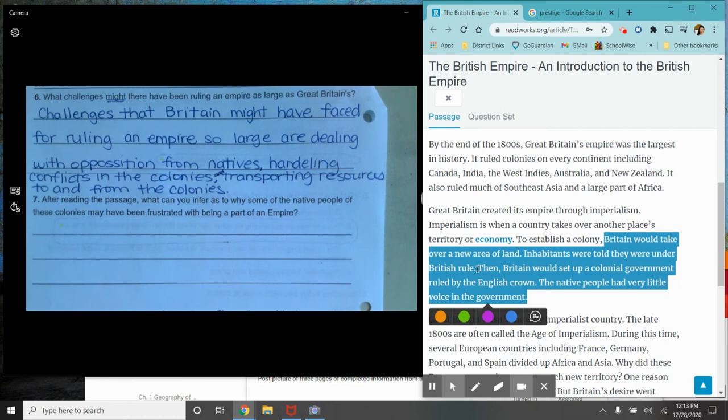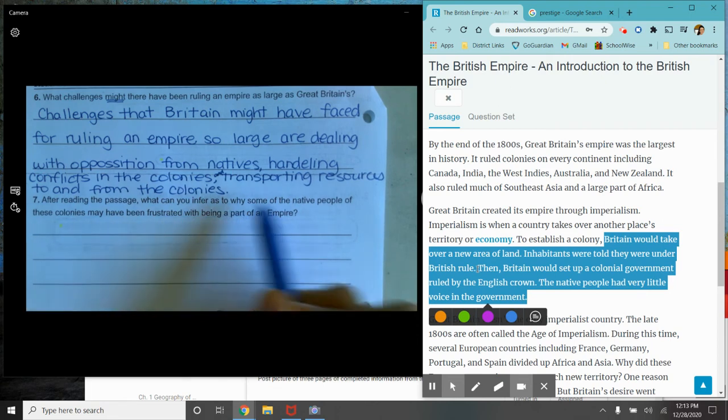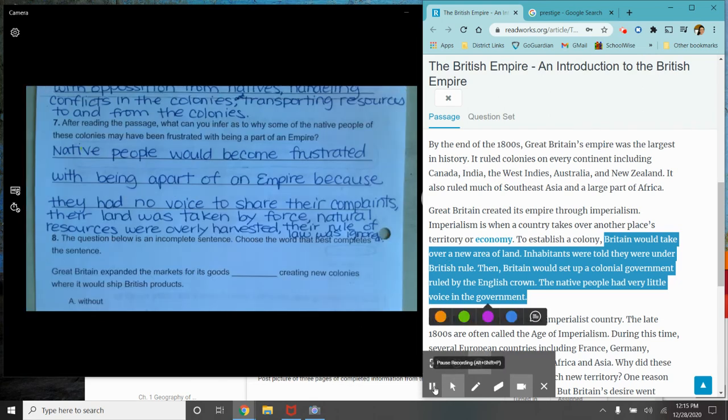So what would cause frustration for the native people? Native people would have been frustrated with being a part of the empire because, and we'll come up with some of our reasons, you definitely can come up with your own. This is an inference, and we all have different inferences. But more or less, native people would become frustrated with being a part of an empire because they had no voice to share their complaints.